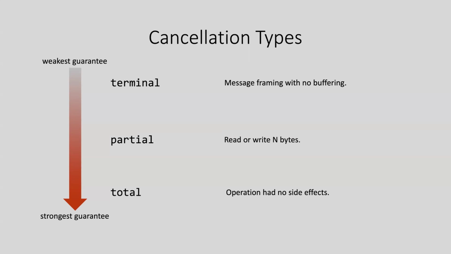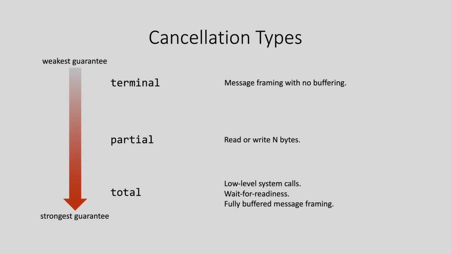Right. So the final type is called total cancellation. And what that means is if the cancellation was successful, then the operation had no observable side effects. What you can do then is follow that up with a call to the same operation again, potentially, and that's going to be safe. So this is the strongest guarantee for cancellation because it's like a complete rollback of any side effects. The signal set we just used would also count as total, even though you missed the signal because you don't have side effects?